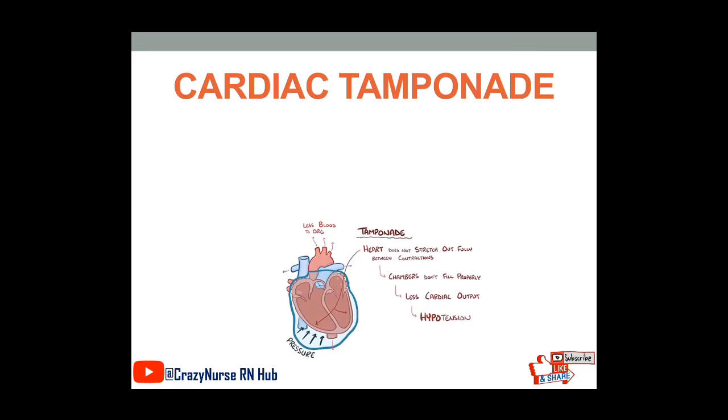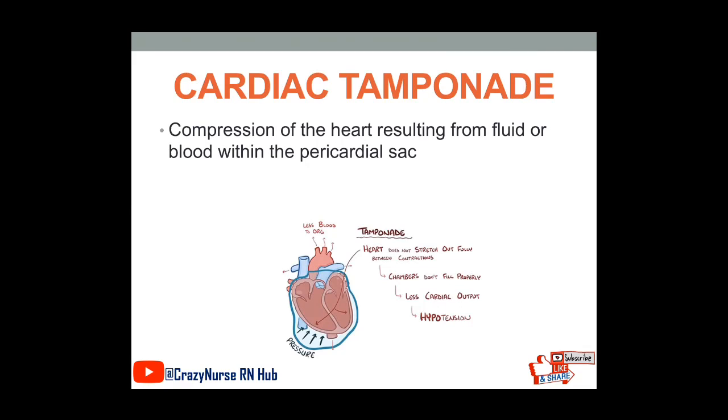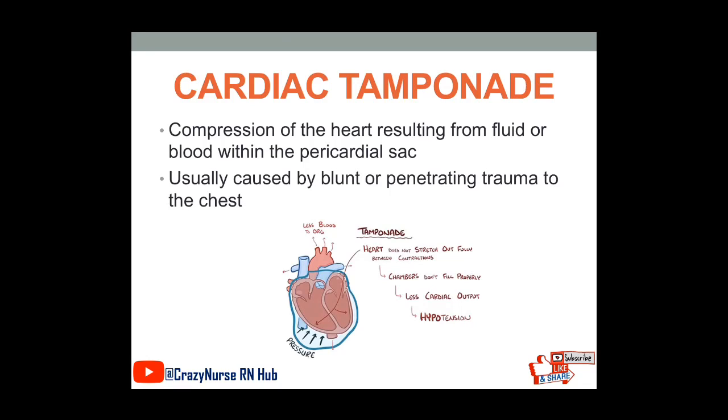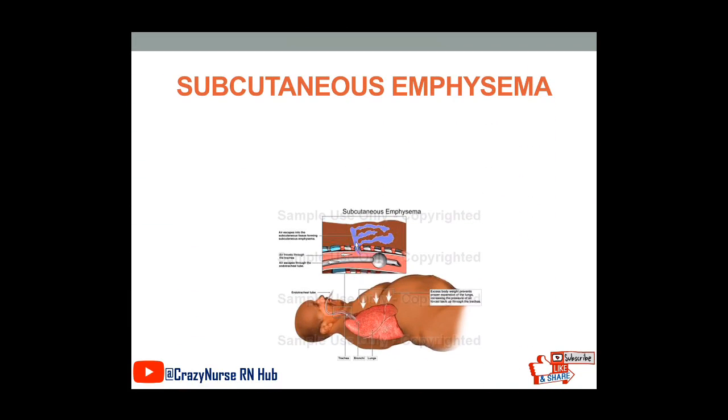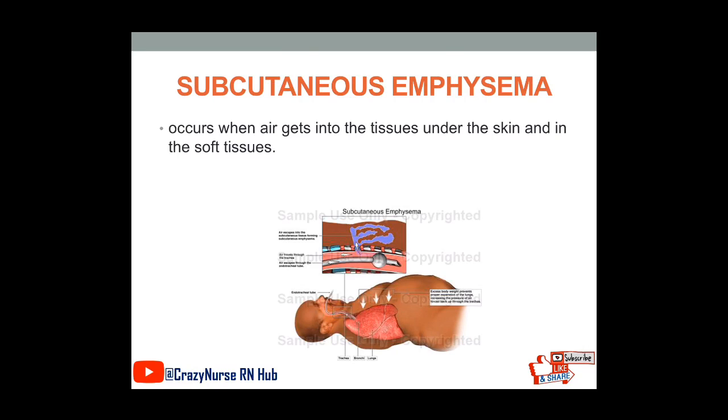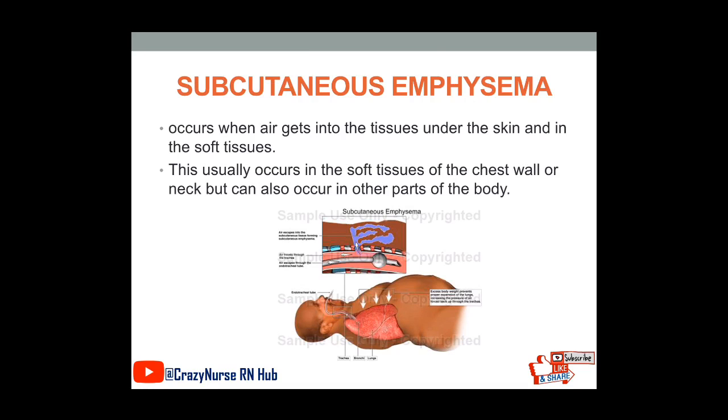For the cardiac tamponade, compression of the heart resulting from fluid or blood within the pericardial sac, usually caused by blunt or penetrating trauma to the chest. We also have your subcutaneous emphysema. It occurs when air gets into the tissues under the skin and in the soft tissues. This usually occurs in the soft tissue of the chest wall or neck, but can also occur in other parts of the body.